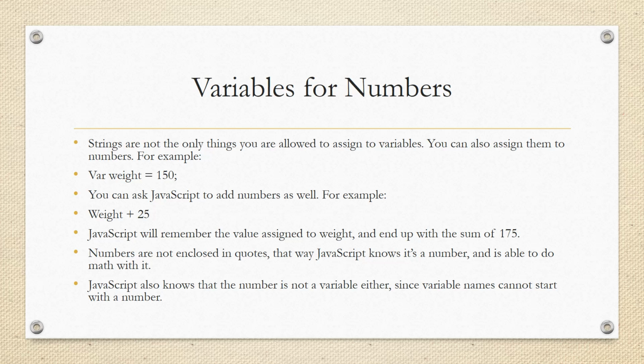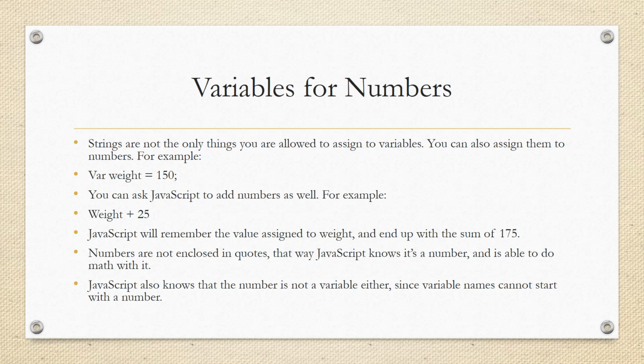Strings are not the only things you are allowed to assign to variables. You can also assign them to numbers. So, for example, var weight equals 150. So the variable weight equals 150. You can also ask JavaScript to add numbers as well. So for example, weight plus 25. So JavaScript will remember that the variable weight equals 150. So 150 plus 25 ends up with the sum of 175.